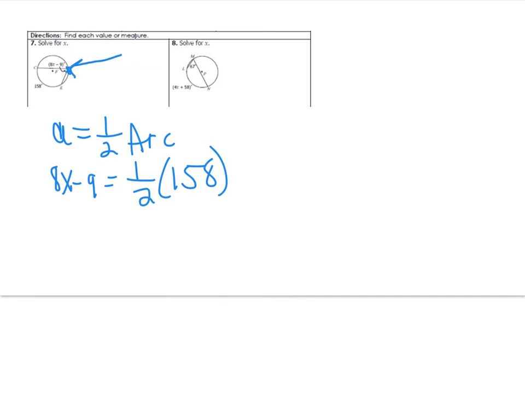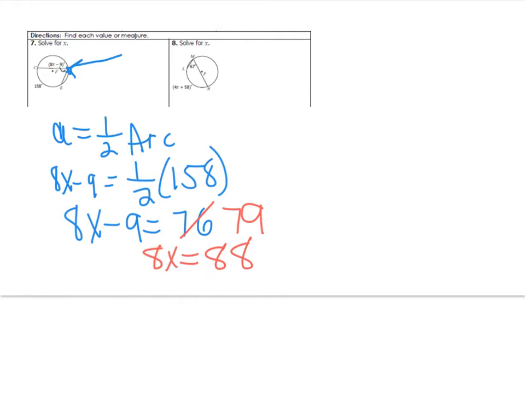Hit pause, solve it, and see if you get the correct answer. 8x minus 9 is equal to 79. Add 9 to both sides. 8x is equal to 88, and x is equal to 11. Let's try the next one.